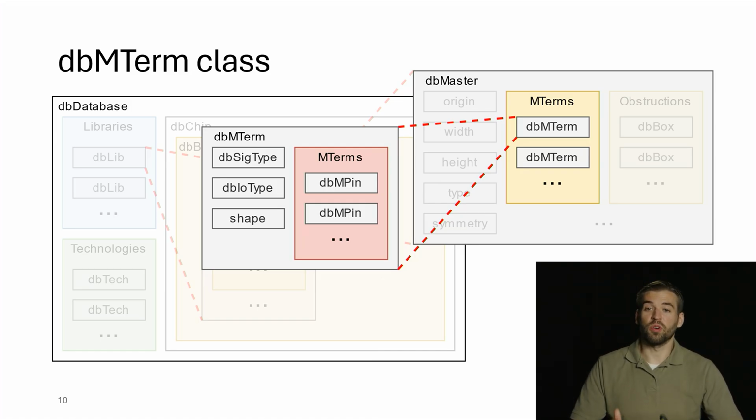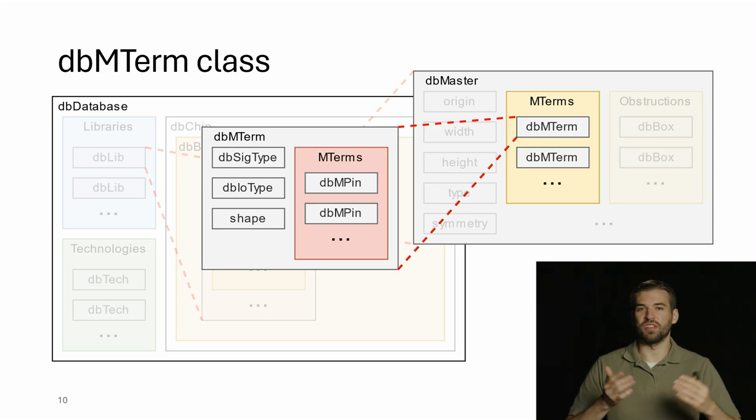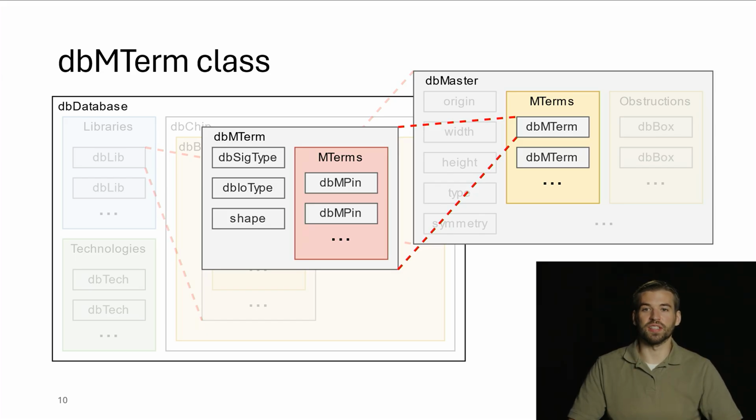The most important part of this is going to be the vector of M pins. So this M term is going to be the logical part, and then the physical implementation of that is going to be in the M pins. And inside of those M pins is just going to be the shape information, the geometry, where are those rectangles.